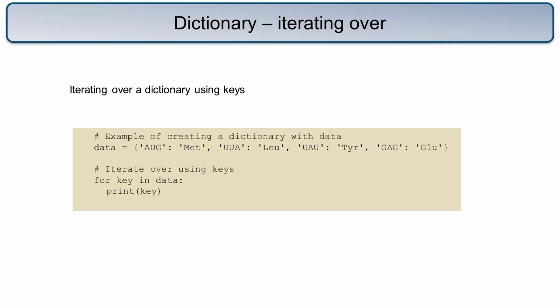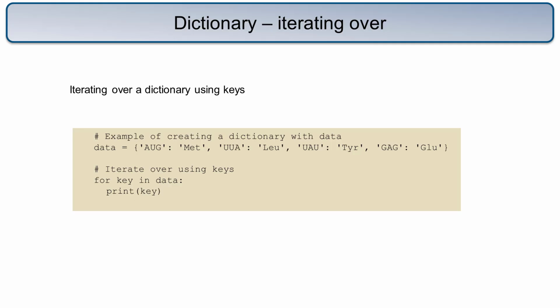We can iterate over the keys, values, and items of a dictionary. We will first take a look at how to iterate over the keys in the dictionary. For this, it is not necessary to use the keys method, since this is done implicitly by iterating over the dictionary. Take a look at the example in this slide.